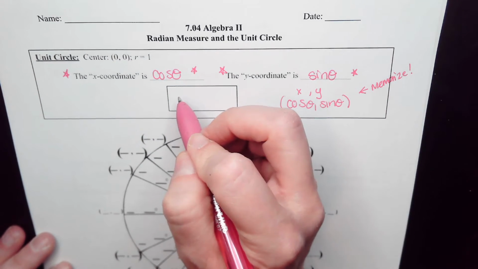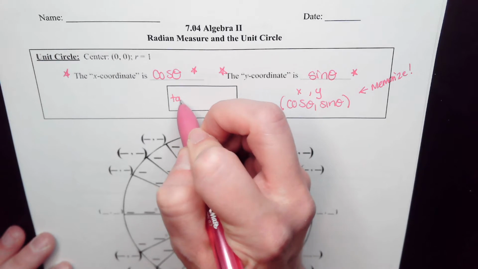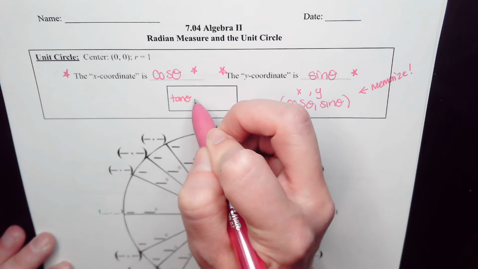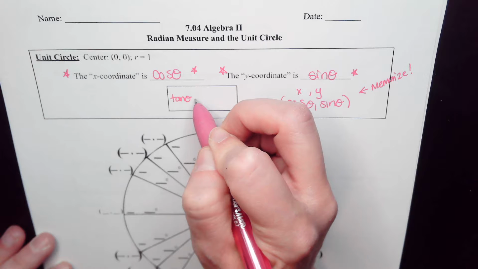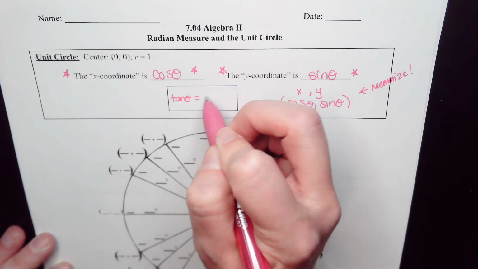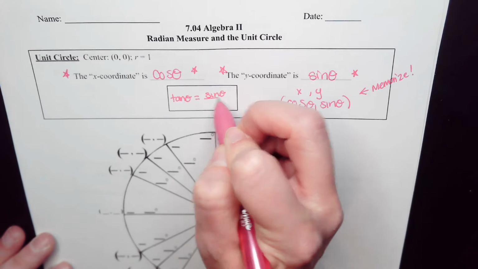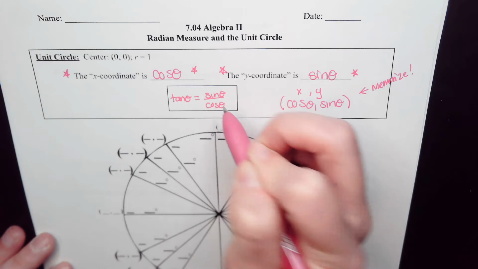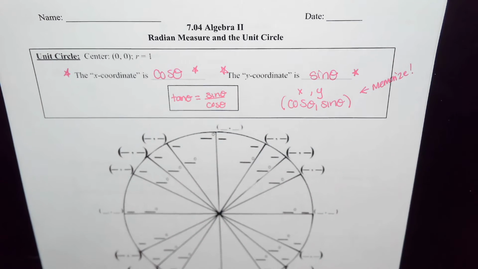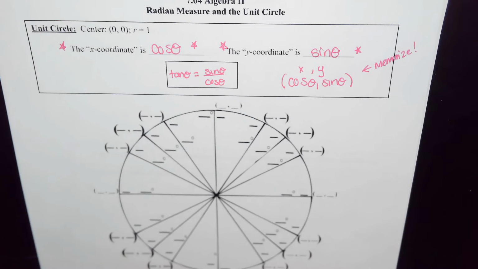Also, we know that tan theta, which is our opposite over adjacent, TOA, which is normally y over x, would be sine theta over cosine theta. And we'll talk about that a little bit today, but we are going to talk about it more in the future. But it's something really important that I want you guys to start memorizing and start recognizing.